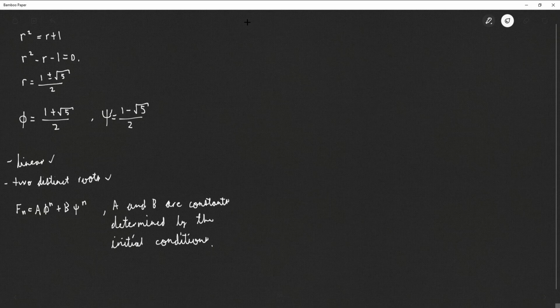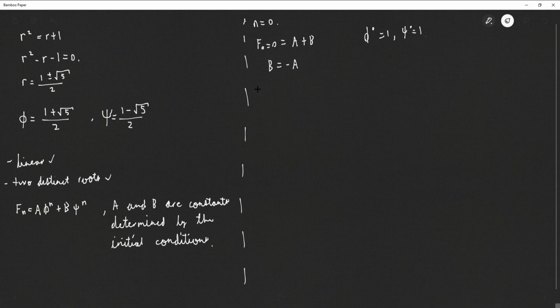So now we want to solve for a and b. So we're going to start off with our first initial condition of the Fibonacci, which was our n equaling 0. So this gives us f0 is equal to 0, which, plugging into our formula, gives us just a plus b, since phi to the 0 is equal to 1, and psi to the 0 is equal to 1. So now this gives us that b is equal to negative a.